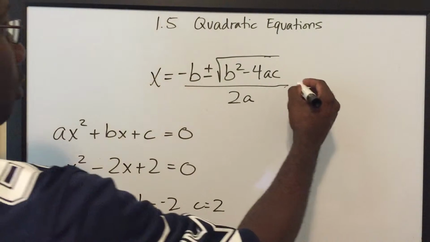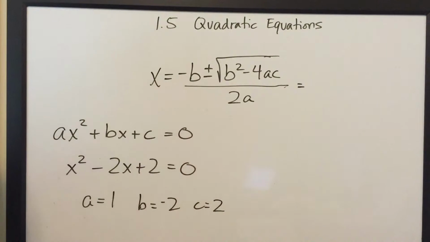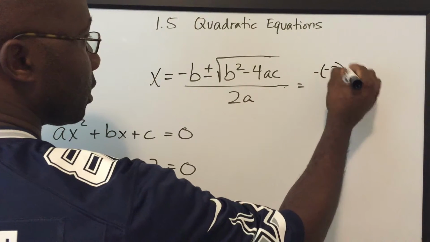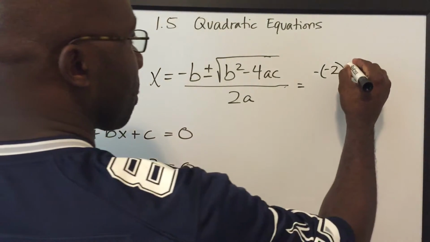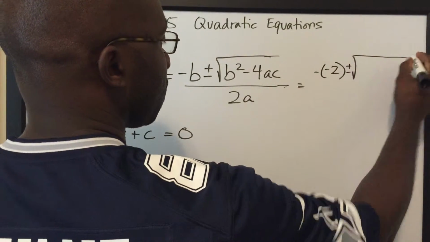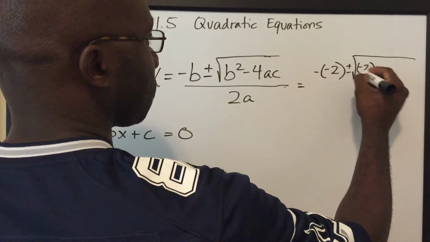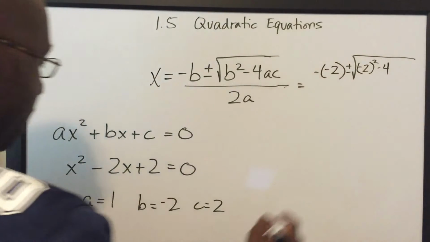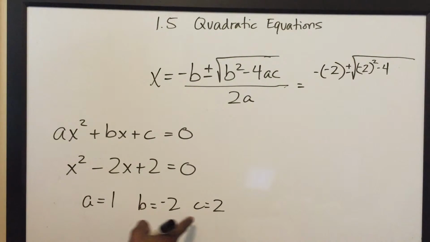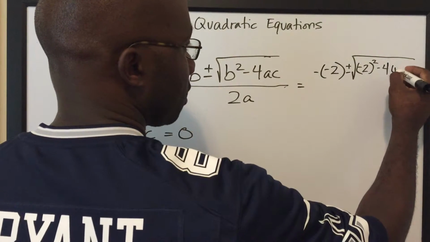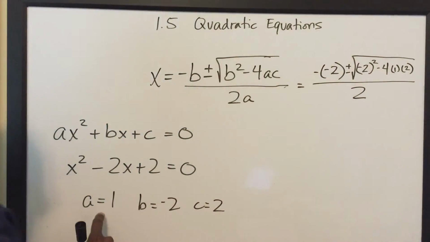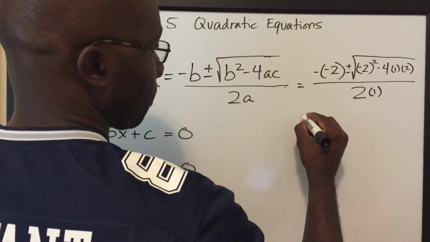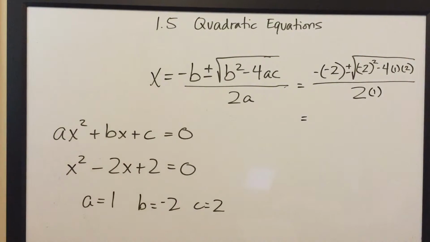If we do that, then our negative b is negative 2. So we have negative 2 plus or minus the square root of negative 2 squared minus 4. Our a is 1 and our c is 2, all over 2a, so 2 times 1. Now that we have that, let's go through and simplify.